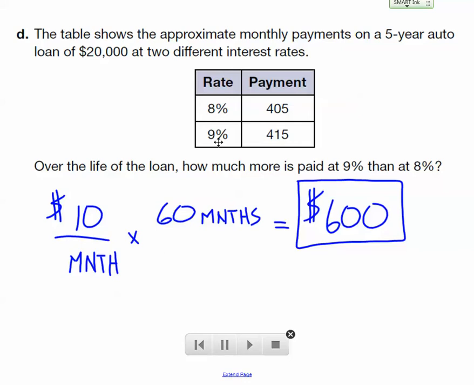So that's what the difference in 1% is. We could have figured out the total, done 415 times 60, and then 405 times 60, and then subtracted the two. But when we did that, we would get $600. So definitely take the shortcut.